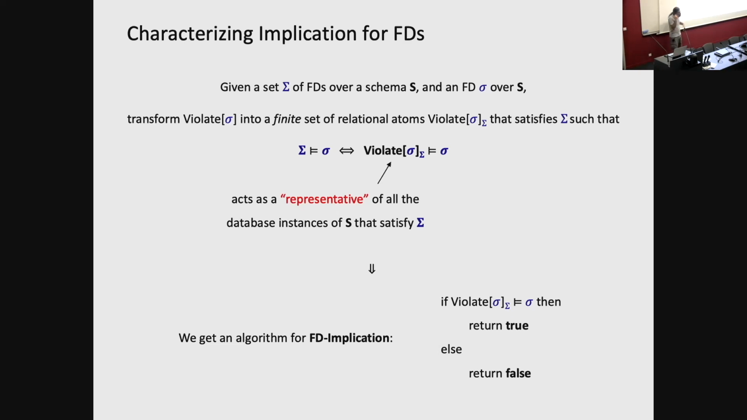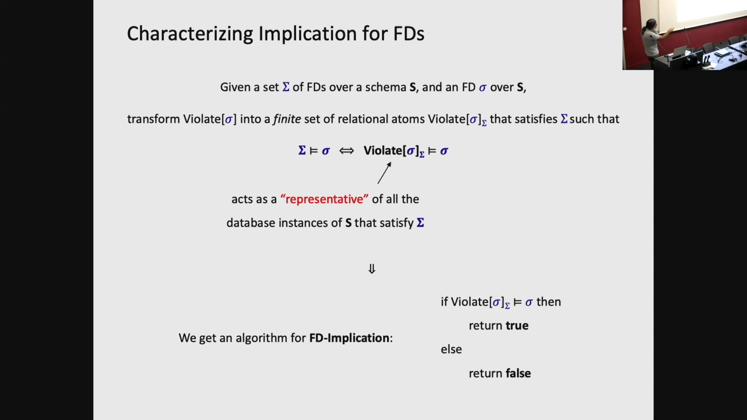Now, if we manage to have such a way of transforming this violate sigma set into this new set, then essentially we get an algorithm which does the following. It constructs this set of atoms, in whatever way we can transform violate sigma into this new set, and then it simply checks for satisfaction. And we have already seen before that satisfaction is an easy check. So if this set of atoms satisfies sigma, then we are done, true.